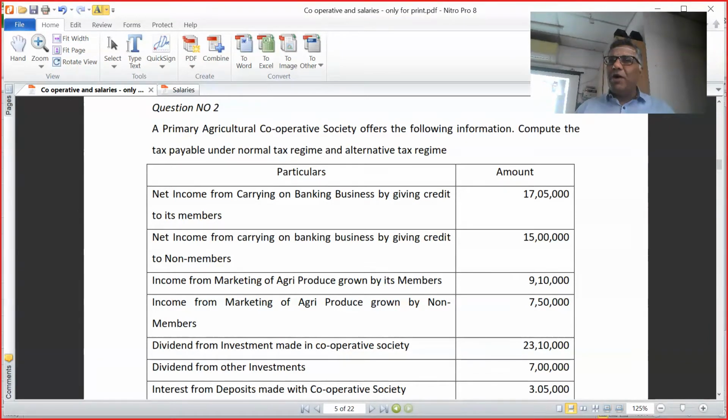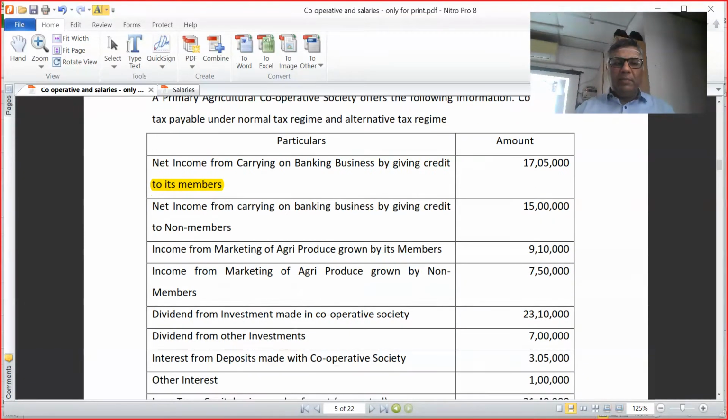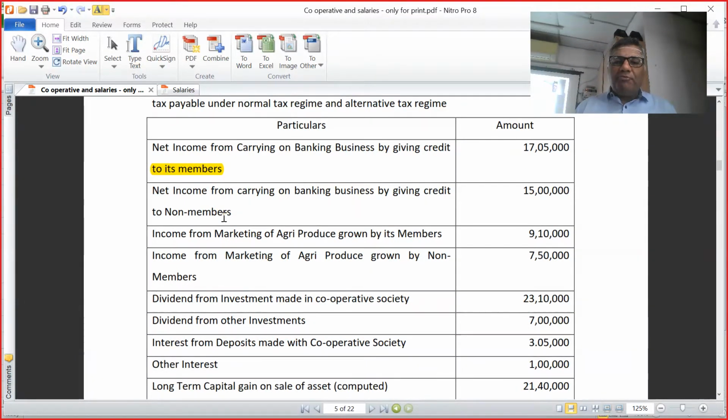Is ATP available? You can see it, the first point. To its members, that is the keyword. Net income from carrying on banking business by giving credit to non-members is taxable. ATP cannot be claimed. Income from marketing of agricultural produce given to its members is exempt, deduction can be claimed. By non-members, cannot be claimed.